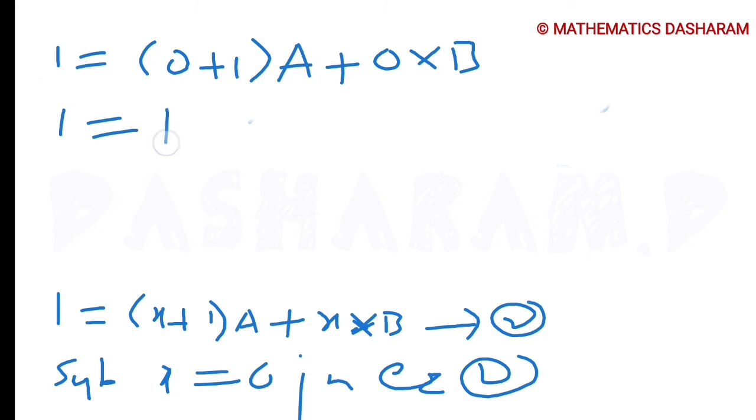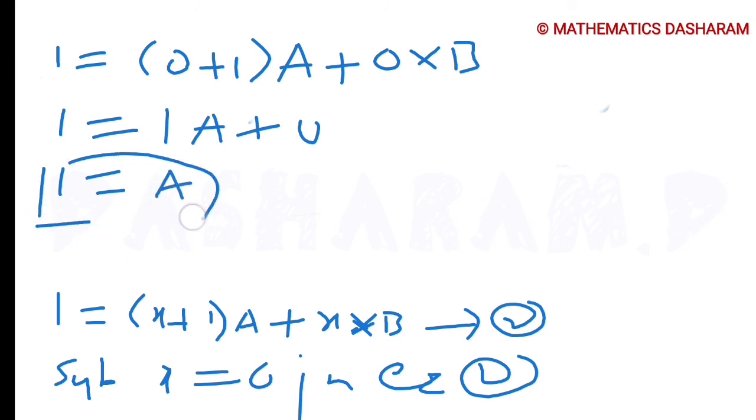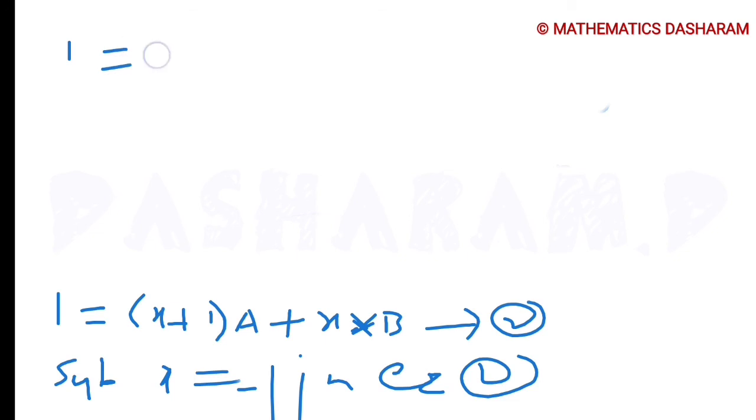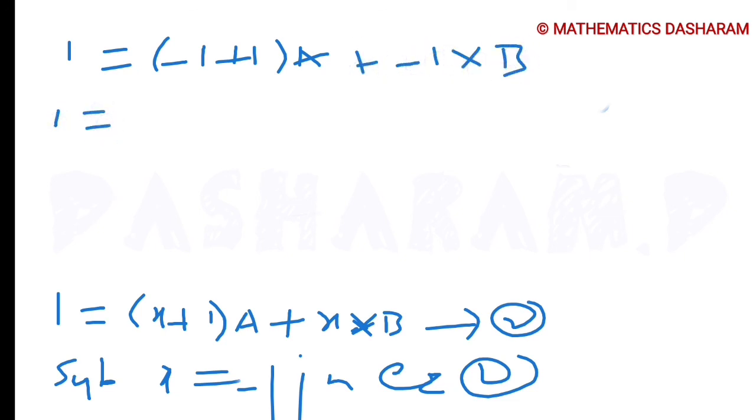1 equals 0 plus 1 is 1 into a plus 0 into b, so 1 equals a. Now substitute x equals minus 1 in equation 2, then you will get the b value. So 1 equals minus 1 plus 1 into a plus minus 1 into b. 1 equals minus 1 plus 1 is 0 into a. So minus 1 into b is minus b. 1 equals minus b.